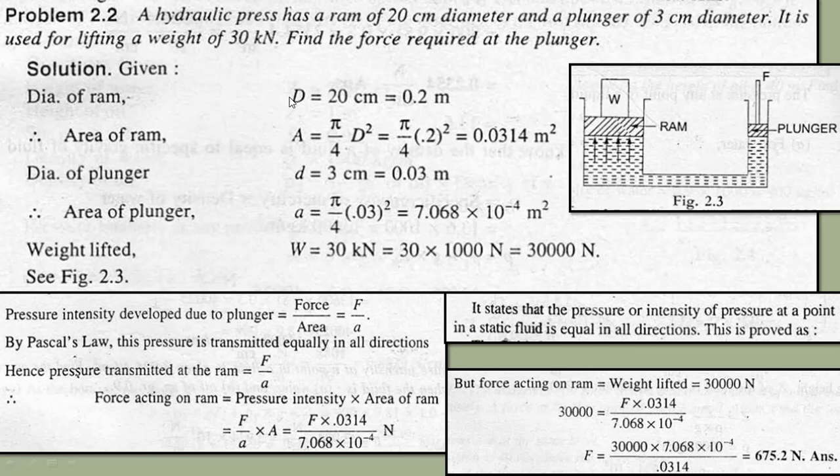So diameter of ram, capital D is equal to 20 cm is equal to 0.2 meter. So area of ram, A is equal to pi by 4 D square is equal to pi by 4 into 0.2 square is equal to 0.0314 meter square. Now diameter of plunger, small d is equal to 3 cm is equal to 0.03 meter. So calculate the area of plunger. Then weight lifted, W is equal to 30 kilonewton is equal to 30 into 1000 Newton is equal to 30,000 Newton. Now see this figure.